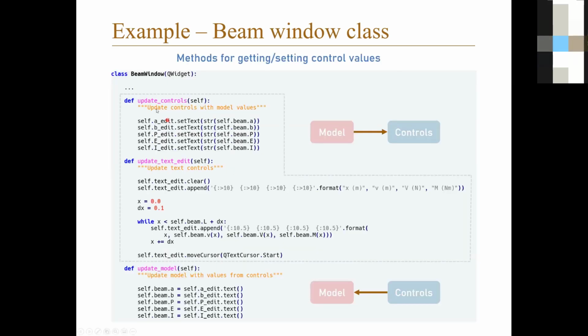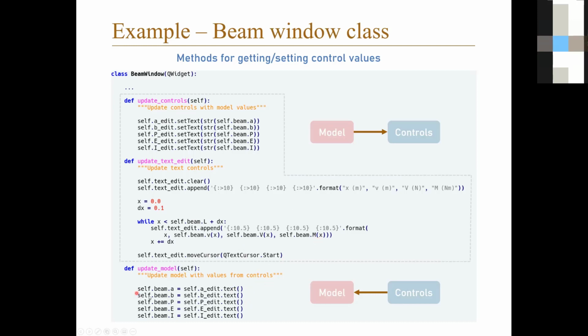So this is an overview. I have applet controls that will set the values of the controls. Here in this case, I call self.beam.A and I convert it to a string, and I set the control to this text here. Do this for all the parameters. I also have a text edit box that I need to update. That will clear the text control, append all the values to this text control, do the loop here and update, and move the cursor to the beginning.